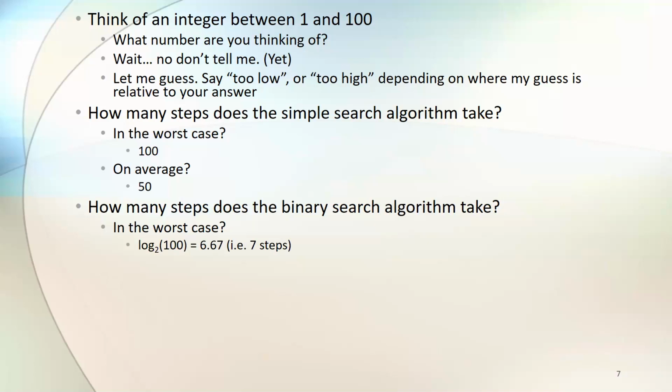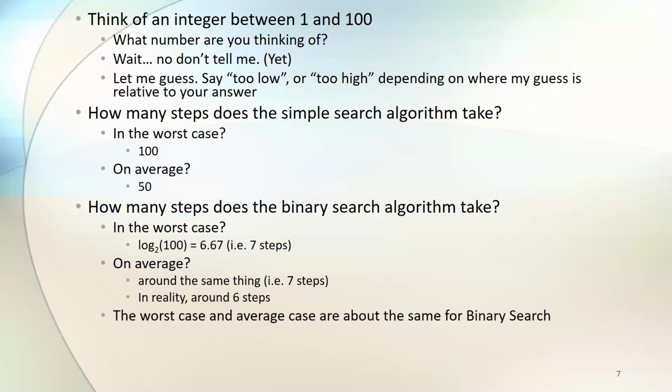So is that better than your sequential search? Because the worst case for the sequential search is 100. For binary search it is 7. Way better. And on average, around the same thing. Yeah. In practice, it'll be a little bit less. It's okay. Again, we can average it at about 6. Because again, in practice, they will say that the worst case and average case are about the same. Okay. Which is an approximation they use in practice.